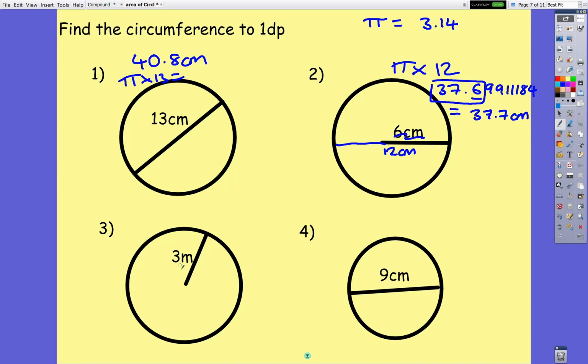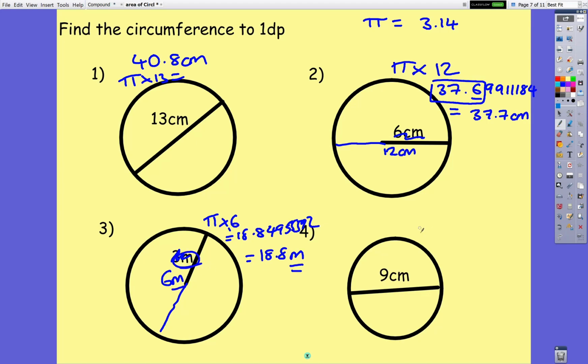Right, so this one down here, now I'm going to be careful because I've got a radius, so I need to double it. So get rid of that. I've now got 6 metres. Okay, so we've got pi times 6. So we've got pi multiplied by 6, no squaring or anything like that. And that gave me 18.849 and so on, which goes to 18.8 metres. Be careful because it is in metres.